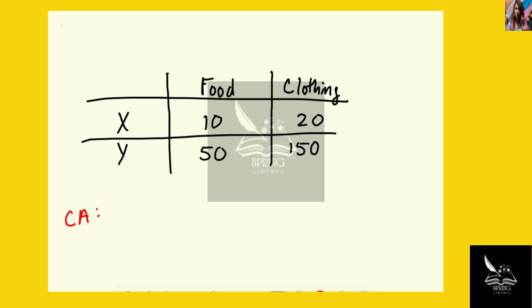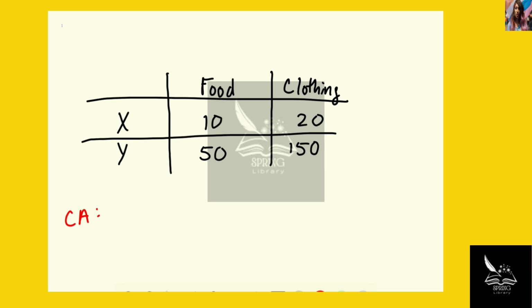So in this matrix here, we are showing how much country X can produce with one input for food and clothing, and country Y to produce food and clothing with also one input. So first, let's just identify who has the absolute advantage.